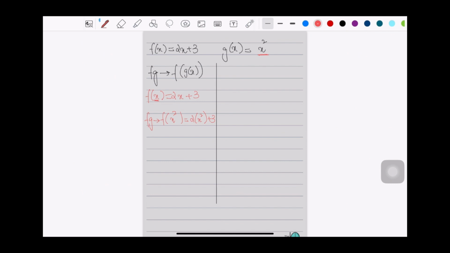Similarly, if I say what is g of f, so g of, instead of x, f of x, which is 2x plus 3, I place in the whole thing. This is going to be x squared, which was g, so I place 2x plus 3.